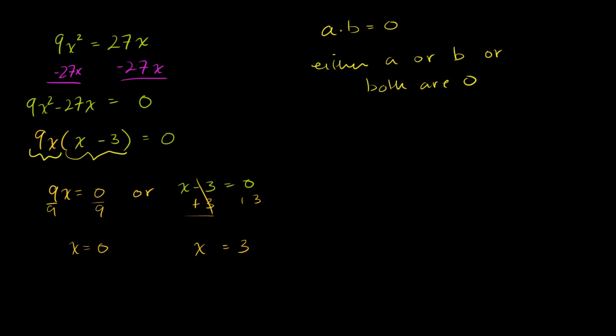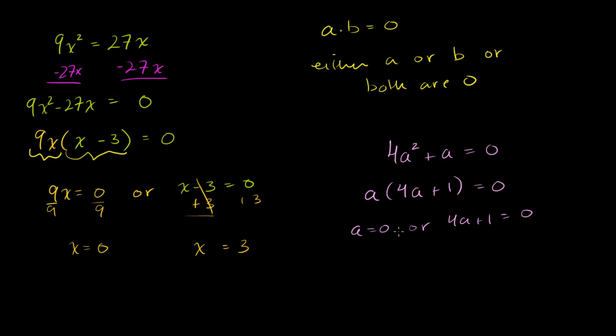Let's do one more like this. Let's say I had 4a squared plus a is equal to 0. Once again, we can factor an a out. Both of these terms are divisible by a, so this is the same thing as a times 4a plus 1. Right? When I factor an a out, I take the a out of the parentheses, and then I divide each of these terms by a. And that's going to be equal to 0. So that means either a is equal to 0 or 4a plus 1 is equal to 0. Well, that's one solution right from the get-go.